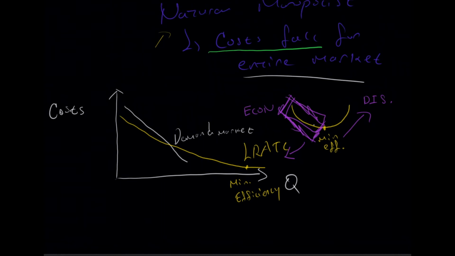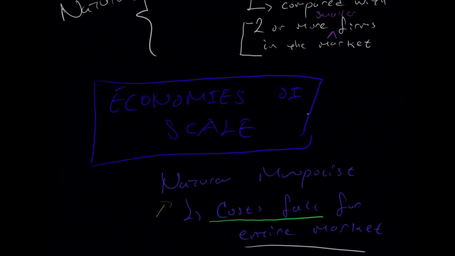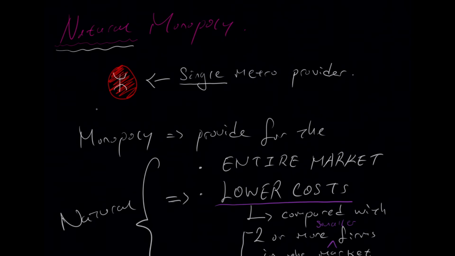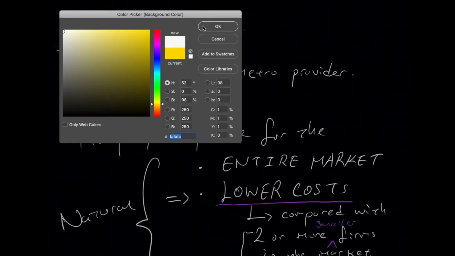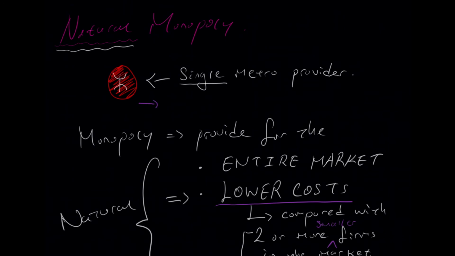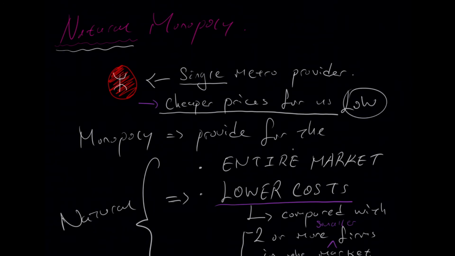And that is how the natural monopolist is able to have lower costs. And if we go back to our example of the MTR, that is why the MTR is able to have cheaper prices for us relative to other countries. I'm sure you hear Hong Kong media constantly complaining about the high MTR prices, but in reality, relative to other countries, Hong Kong's metro prices are pretty low because of natural monopolies of scale.